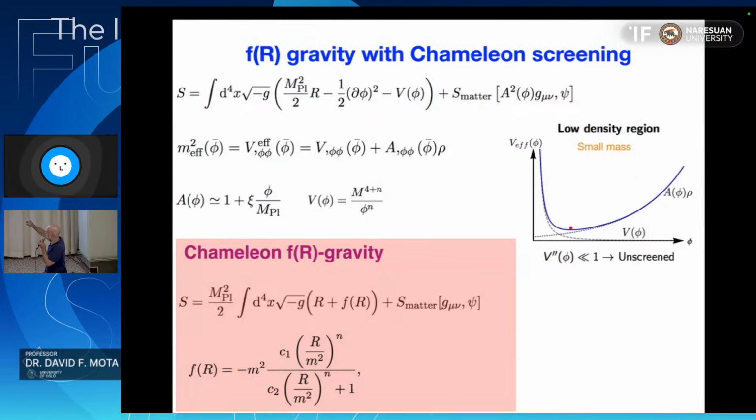But you can see, I'm going to choose now, we have three parameters. You have n, you have m, you have c1, c2, so these parameters can be chosen in order to satisfy present day constraints. So most of the time I will work with n equal to 1, and c1, c2 and m I'm going to choose in order to drive the universe's acceleration.